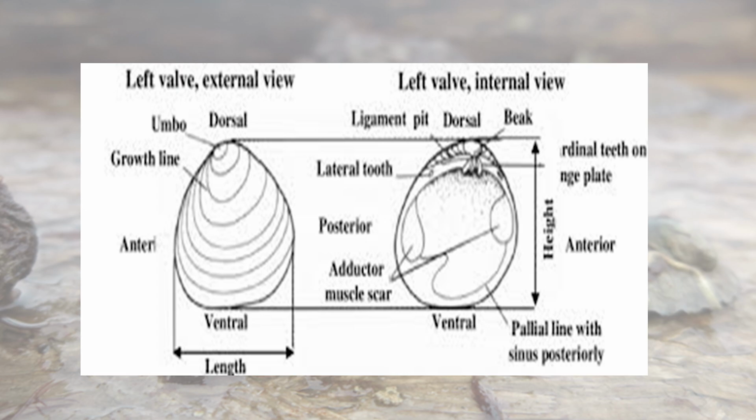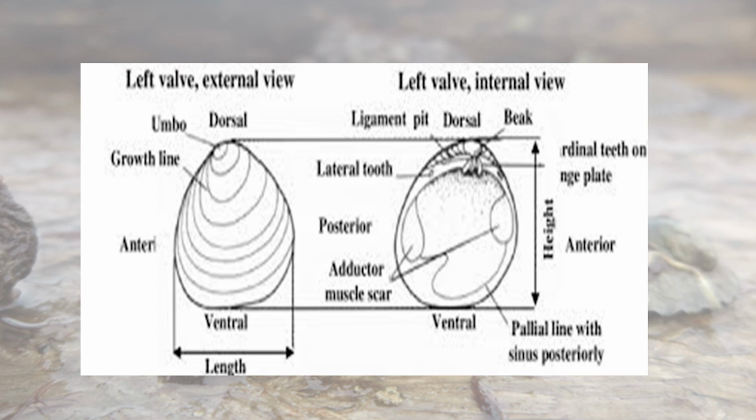In the internal view of the left wall, we can easily find the beak. Beak means, in the umbo, we can say it as beak. Then lateral teeth are present slightly below the umbo, and then cardinal teeth are present on the hinge plate. Then adductor muscles, you can see on both sides there is an adductor muscle scar. Adductor muscle scar means it is the scar which is left after the organism died.